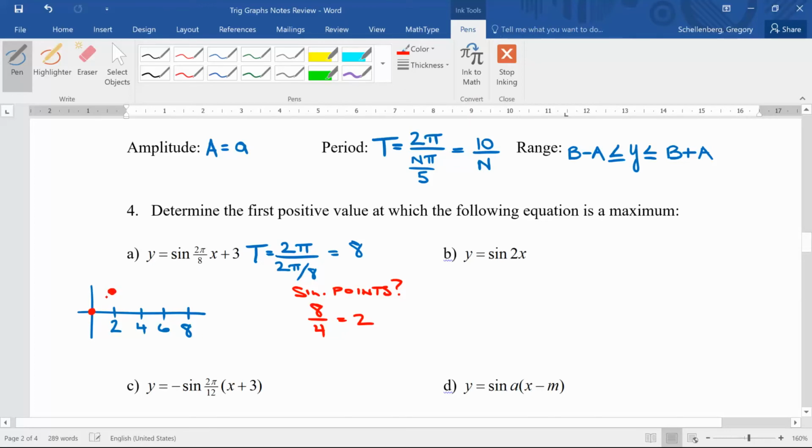And here's our answer. 1 significant point away is our first max point. So determine the first positive value at which the following equation is a maximum. We can say that the max has coordinates, an x coordinate of 2. That's our answer. What is the y coordinate? Well, it's 3 plus 1, which is 4.